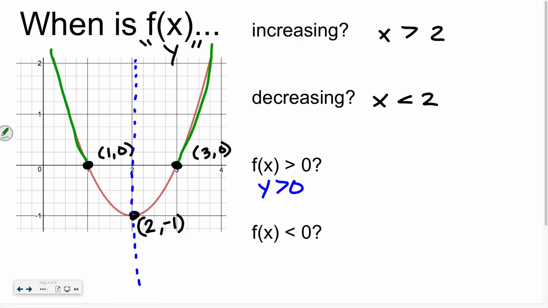So now instead of looking at my vertex and my axis of symmetry, I'm looking at my x-intercepts, right? Because like Jacob told us, the x-intercept is going to be when it's equal to 0. So on either side of the x-intercept, that's when I'm going to change signs. So I'm going to say, like Luke did, for x is less than 1 and for x is greater than 3.